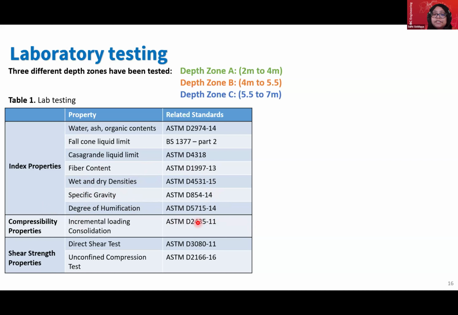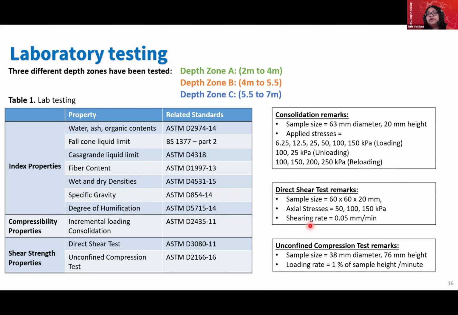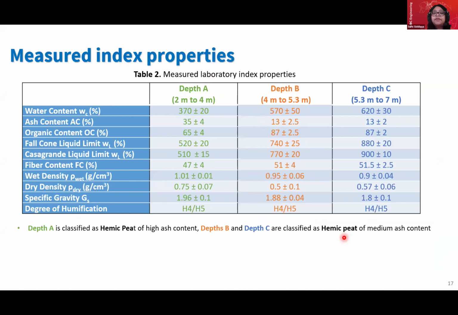Then we have compressibility properties and shear strength properties from those tests. We have a few important parameters here: the conditions that we applied for the consolidation test and the load ranges, the direct shear test and the shearing rate, and the unconfined compression test, with the sample sizes and the loading range. What we have seen from this data, as I said, is that we have 3 different depths, and we have identified all those properties, and then we have a little bit of summary over here.